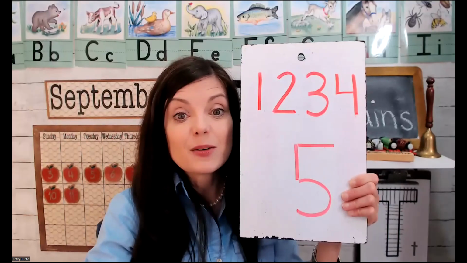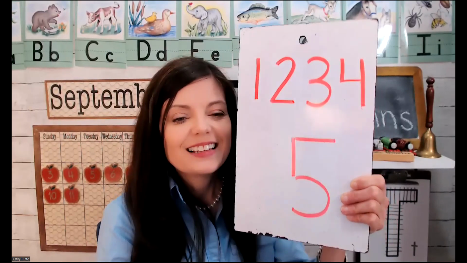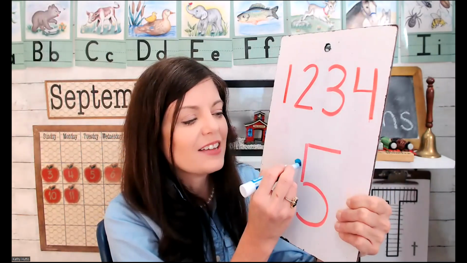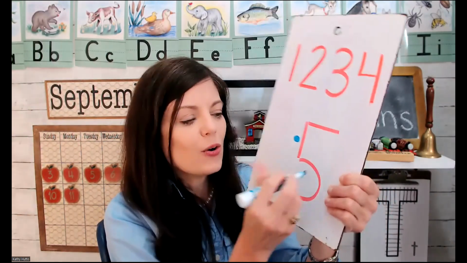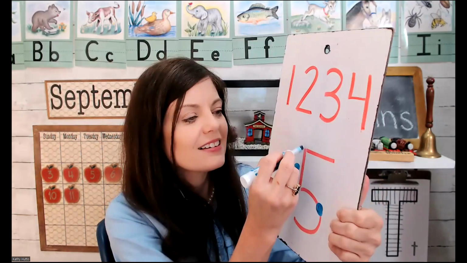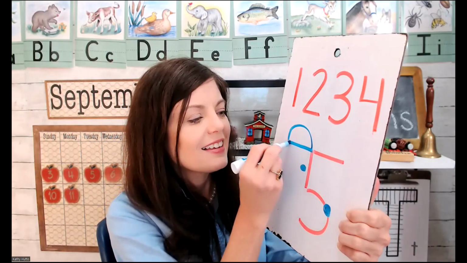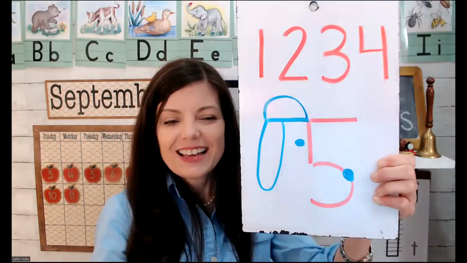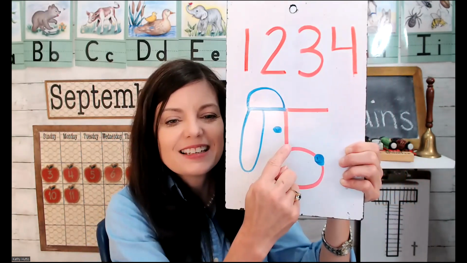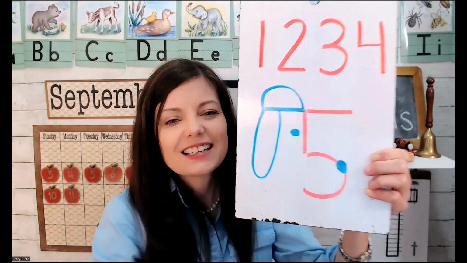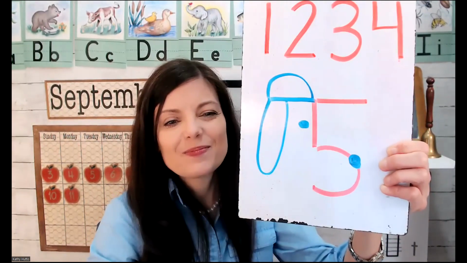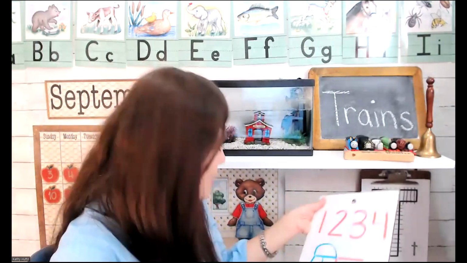I can turn this number 5 into a Snoopy dog. Let me show you. This is the face. Here's the eye. This is the nose. And this will be his hat. And there's his ear. I made a Snoopy dog with number 5. Face, nose, hat. Hope that helps you to write number 5.